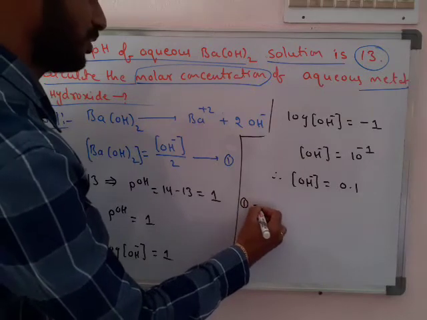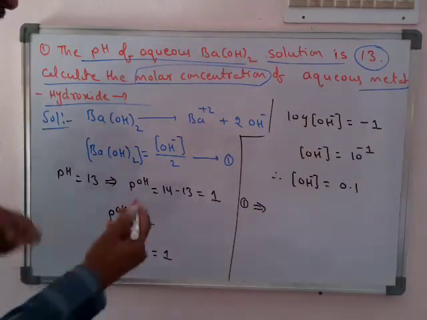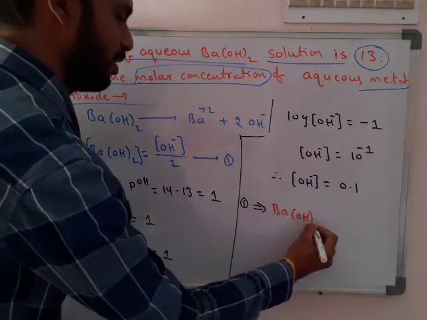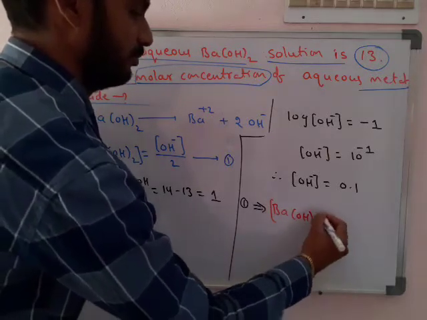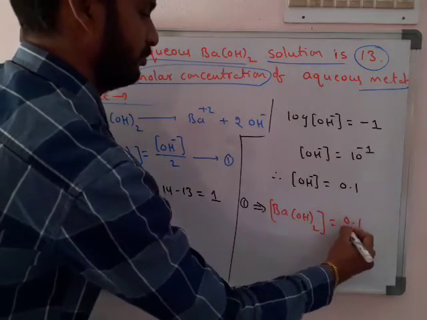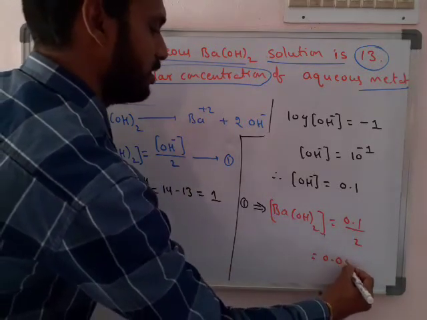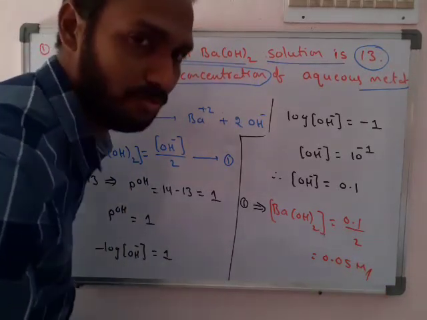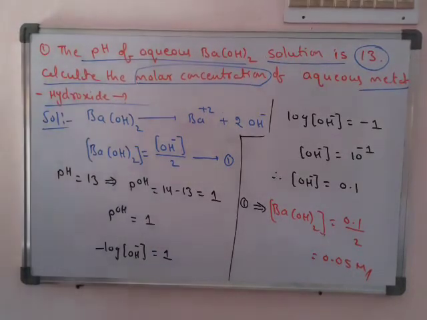So now substitute in equation 1. So in equation 1, the barium hydroxide concentration is 0.1 by 2, so that is equal to 0.05 M. Molar concentration means in terms of molarity. Okay, you see one more.